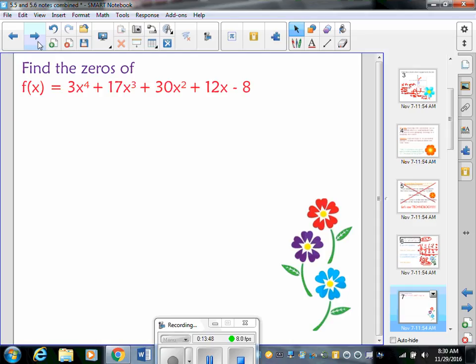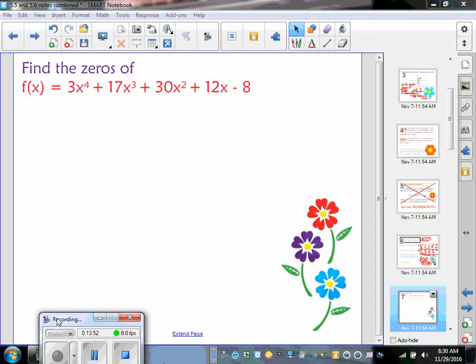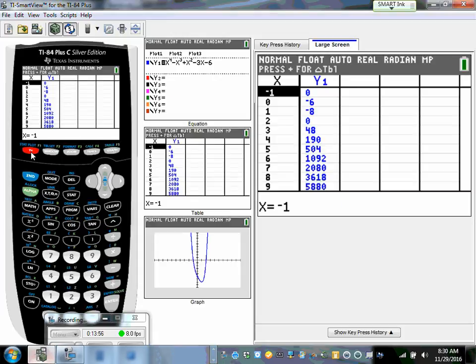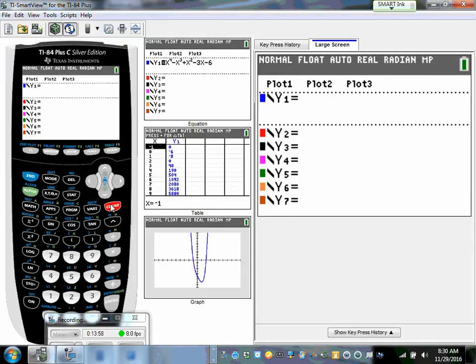So again, grab your graphing calculator. I have no way of factoring that. So let's use the graphing calculator and let's go ahead and graph it. So back to y equals, clear out what you got, and let's type in this one.